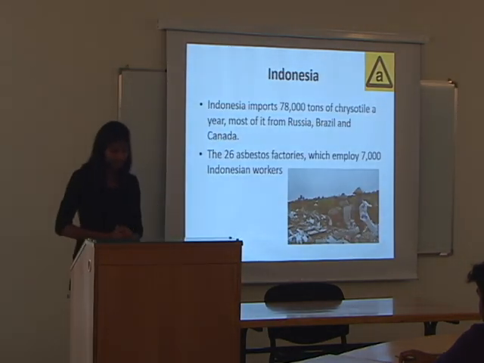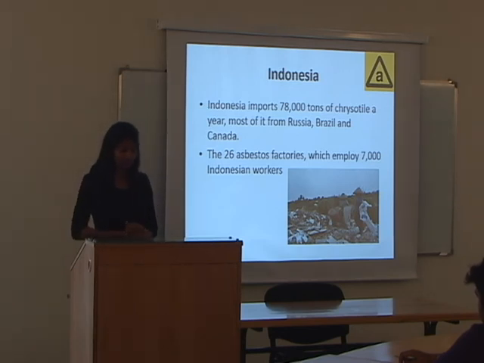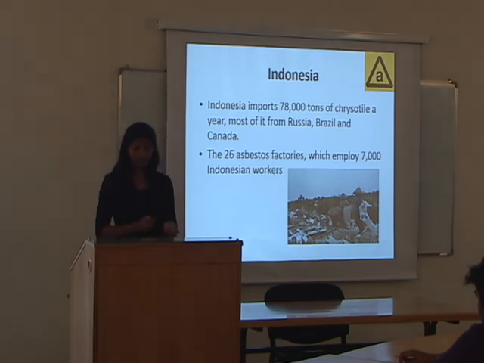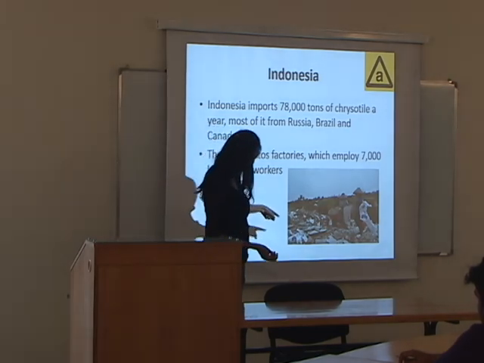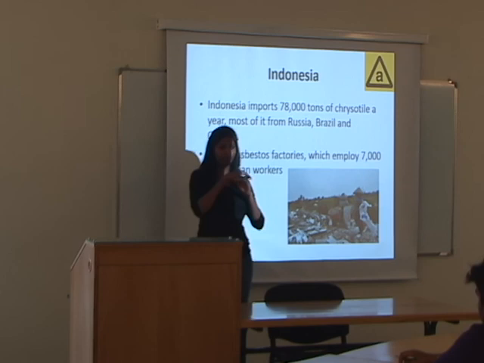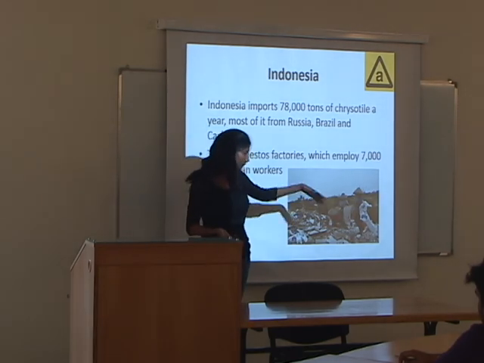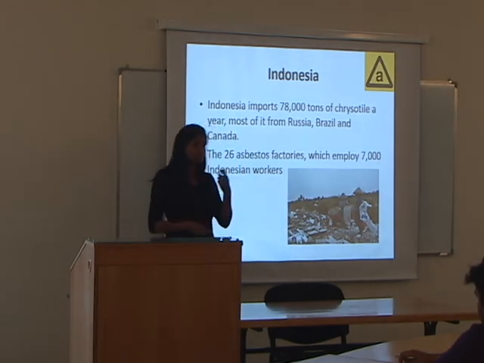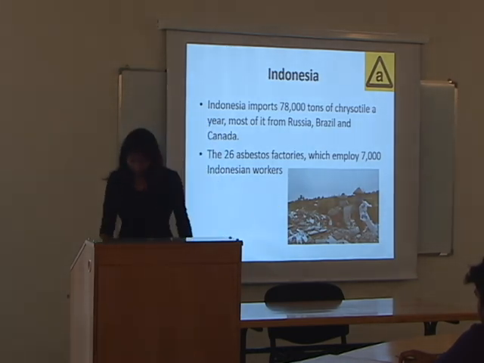And the next one is Indonesia. It imports about 78,000 tons of chrysotile per year, mainly from Russia, Brazil, and Canada. There are 26 asbestos factories which employ about 7,000 Indonesian workers. And this is one of the asbestos factories, a roof making factory. They are not properly eliminating their waste. So the people living nearby are collecting all the waste material from there, maybe to reuse.